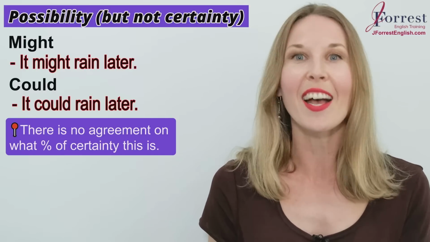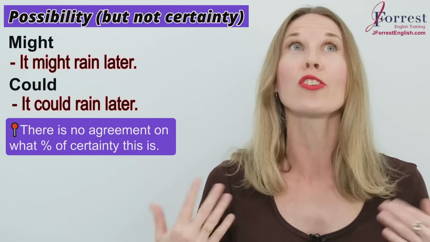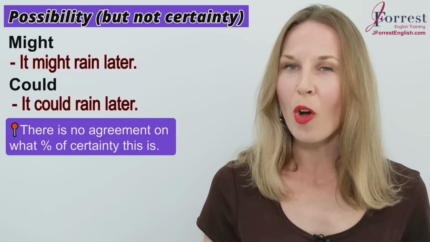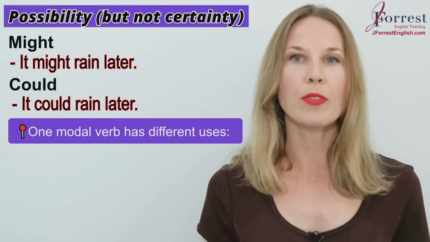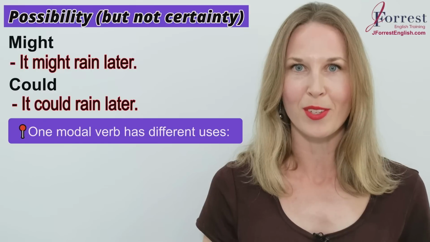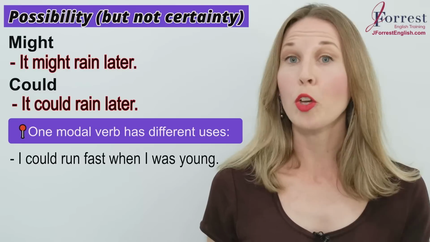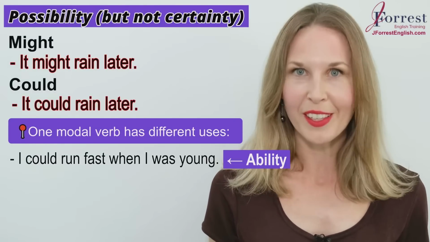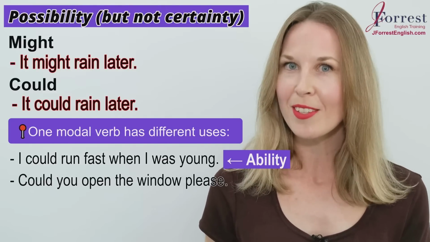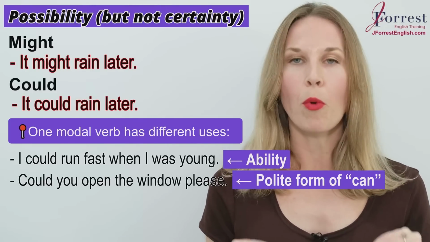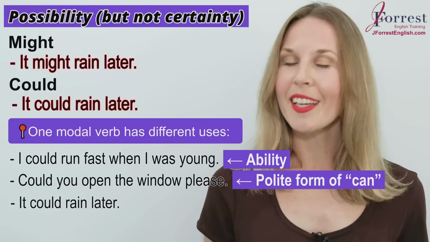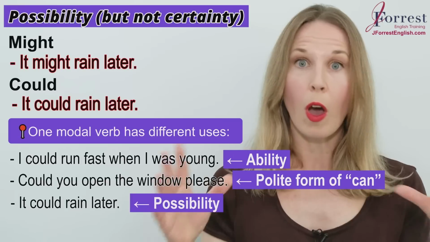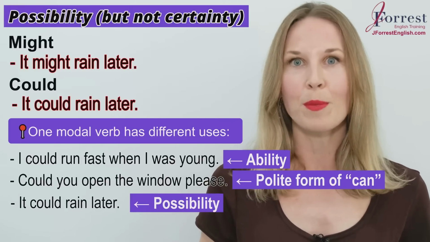So you would just have to ask the person, well, how likely is it? Should I bring an umbrella? And the same goes for could. I'm sure you've noticed by now that one modal can have different meanings, so don't get confused by this. I could run fast when I was young. This is used for ability. Could you open the window, please? This is the polite form of can. It could rain later. This is for possibility. So you have to look to the context to understand how the modal is being used.